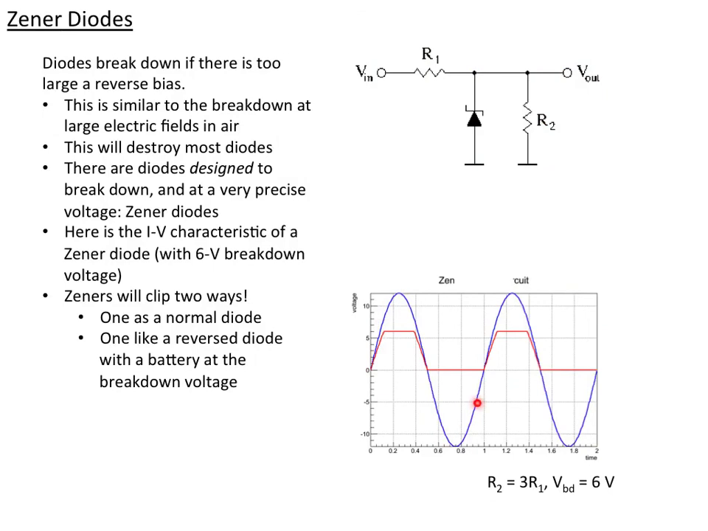So here's my input. My output, when it gets to 6, cuts off. Now when V in is negative, it still works like a regular diode and current flows, and so V out can't be less than 0, and so I also cut off the bottom half. So I can make a circuit that clips two sides of the signal with the Zener diode.